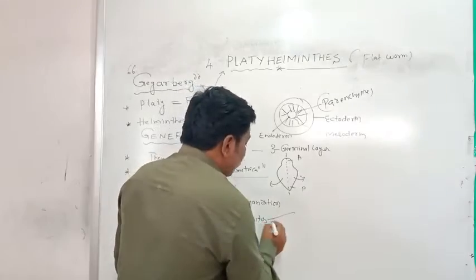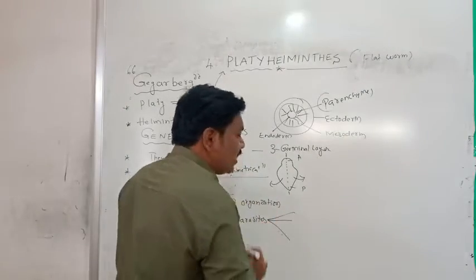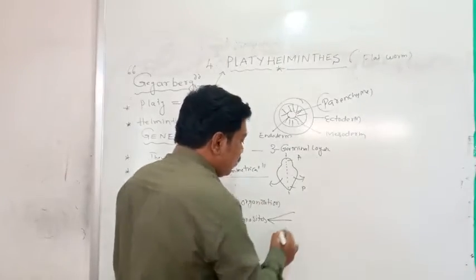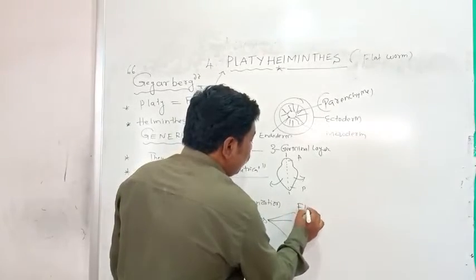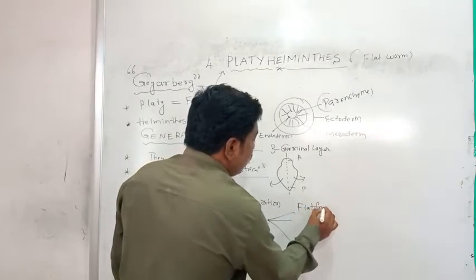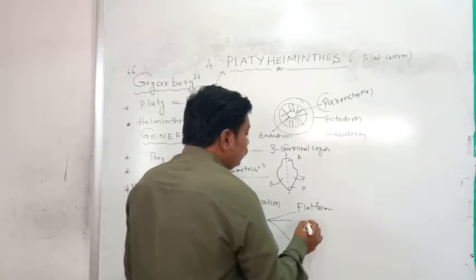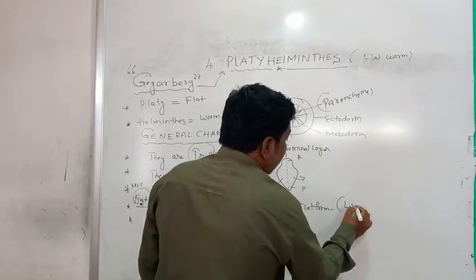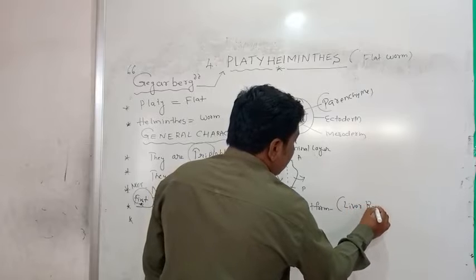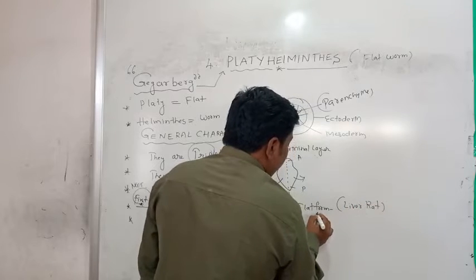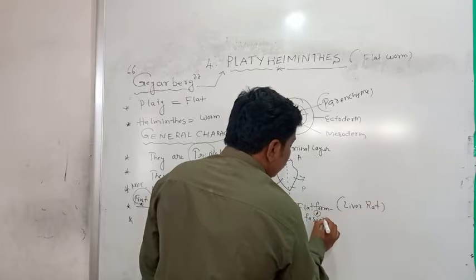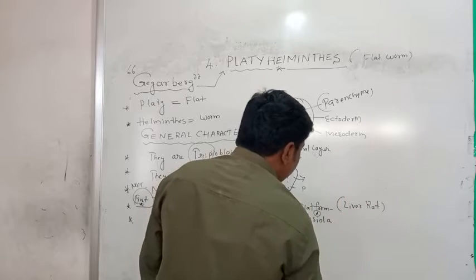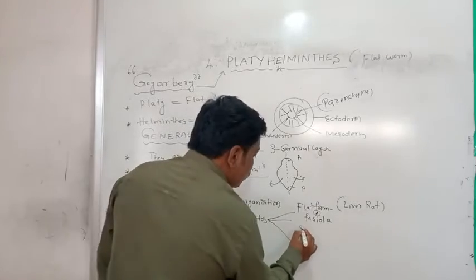What are the examples of parasitic species in the Platyhelminthes? First of all, the flatworm, which commonly causes a disease. What is the disease name, beta? Liver rot disease. This flatworm is also known as Fasciola. It is known as which organism? Fasciola organism.